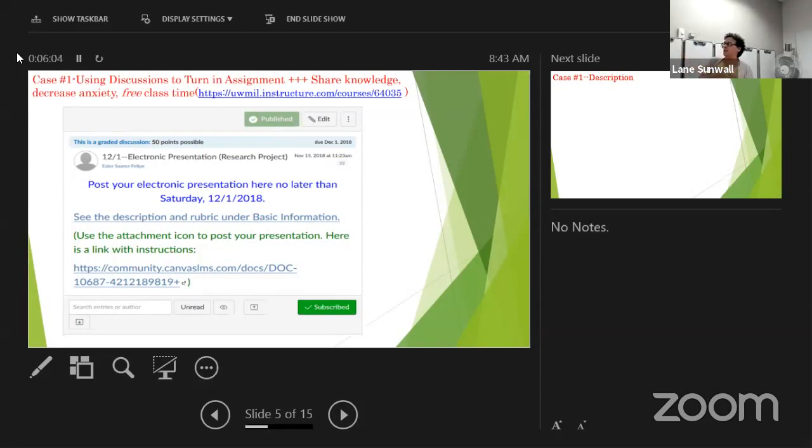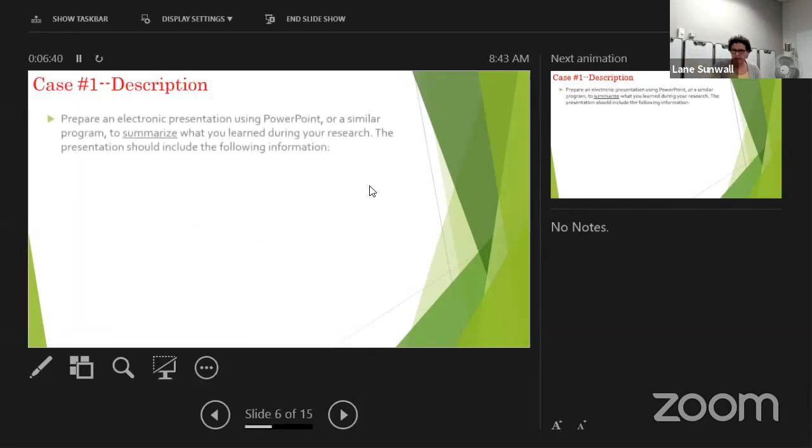So they sent me that great link. And the link that you see here about the description and rubric and the basic information, this is just an internal link within the class, within the Canvas site that takes the students to the area where the rubrics are, and they can go and see the rubric. If you want to see the rubric, I can go later and show it to you. If you want to see the grading part of the rubric, I can show it to you. What I'm going to show you here now is just the basic description of what they had to do.